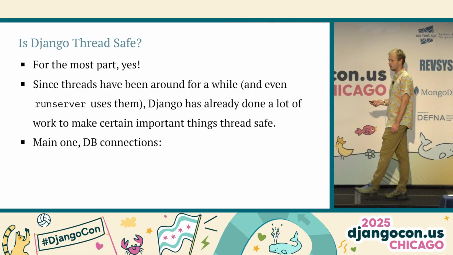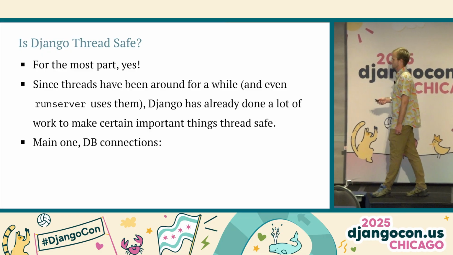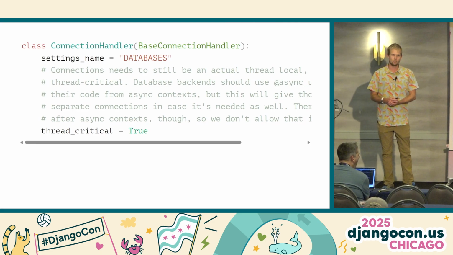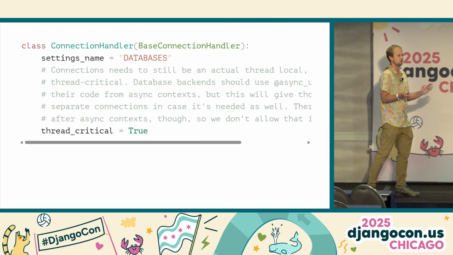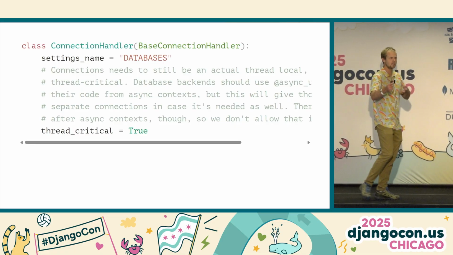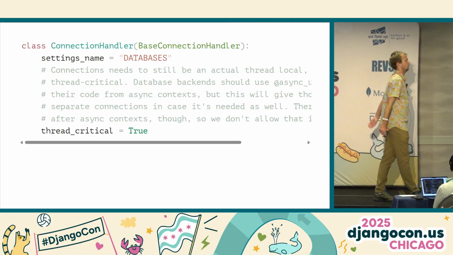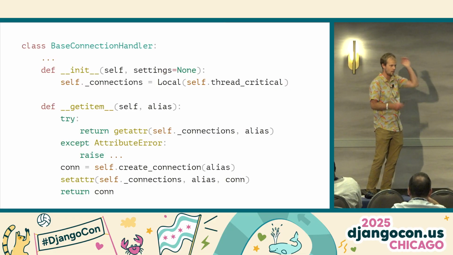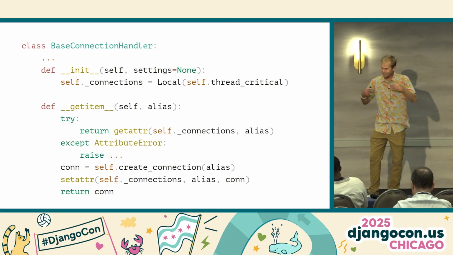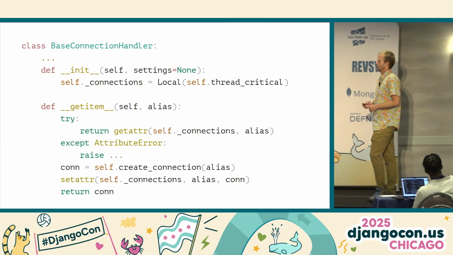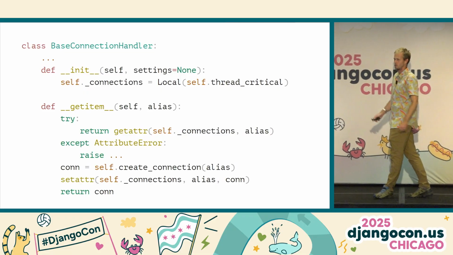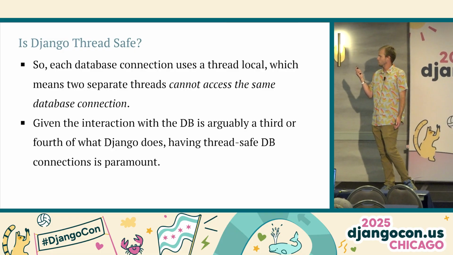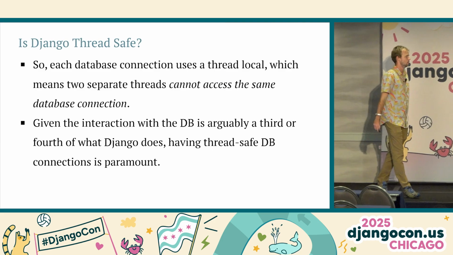And so Django's actually for a long time had to do a lot of work to make things thread safe. The main one, I'll say, was database connections. A database connection in Django uses this special type of variable called a thread local, which can only be defined or read within a specific thread. So even if there are multiple threads, when you request a connection to the database, it's actually aware of what thread you're in, and it uses a connection that belongs to your thread. That means 2 separate threads cannot access the same database connection.